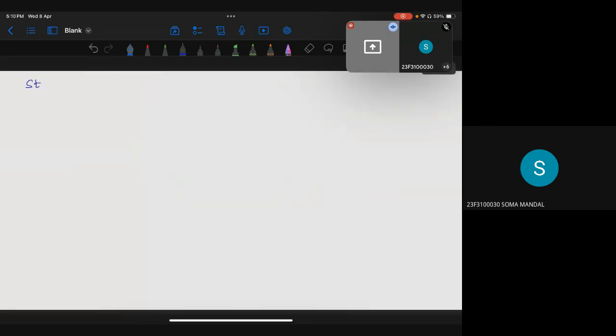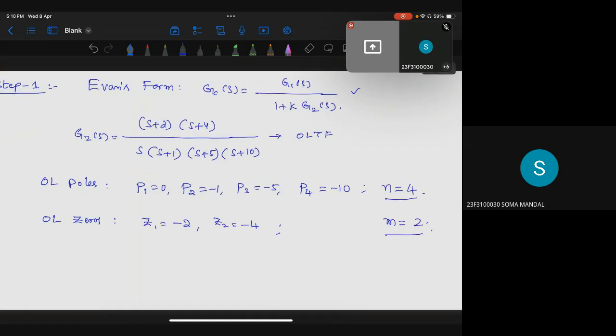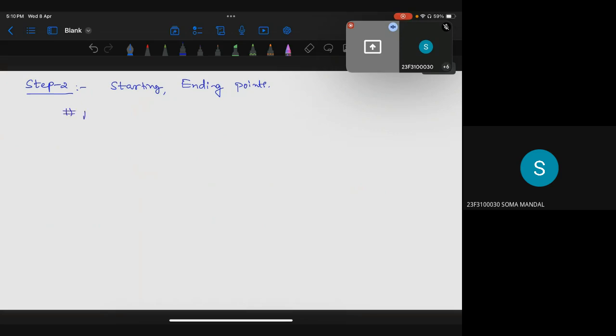Next is step two. What do we do? We have to find the starting and ending points of the root locus. Here we could see that the number of poles n is equal to 4 and the number of zeros m is equal to 2. So what are the starting points here? Basically this means that two poles go to the two open loop zeros.